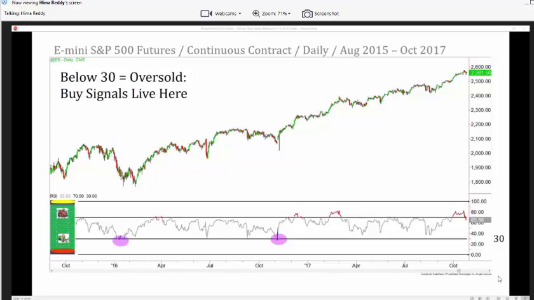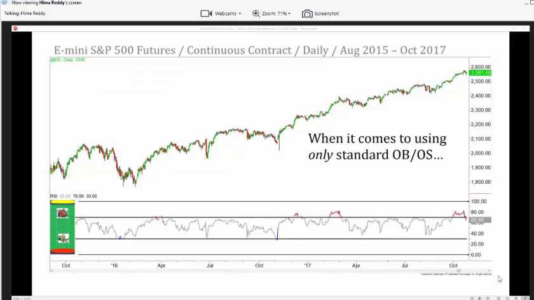Just on the flip side, if you're declining and you fall below 30 and come up from there, then with the buy signals emerging, the blue lines here, those are opportunities where the indicator is telling you the market's oversold. Okay, so the standard approach is a 14-period setting. That part we're keeping, but overbought is 70, oversold is 30. The thing is, when it comes to using only the standard overbought, oversold approach to the RSI, we're going to call BS on that, guys. All right, there's so much more to this.